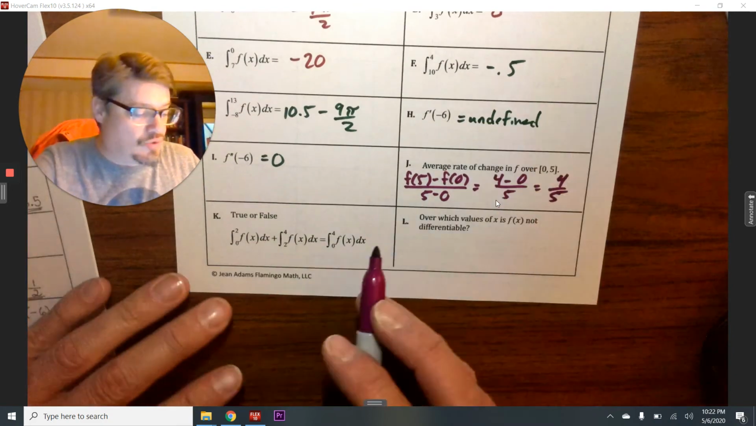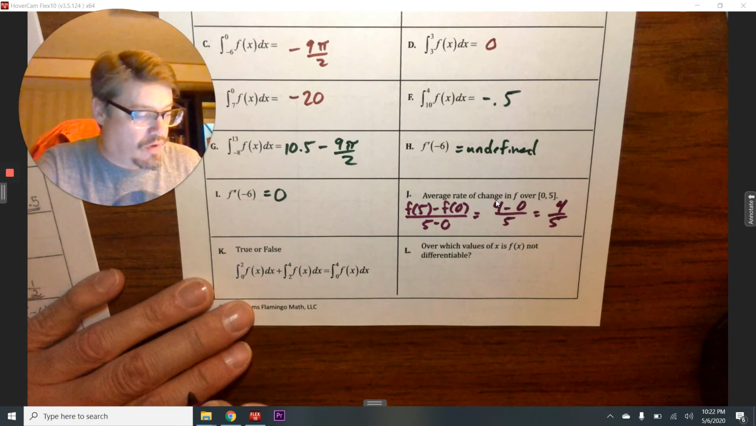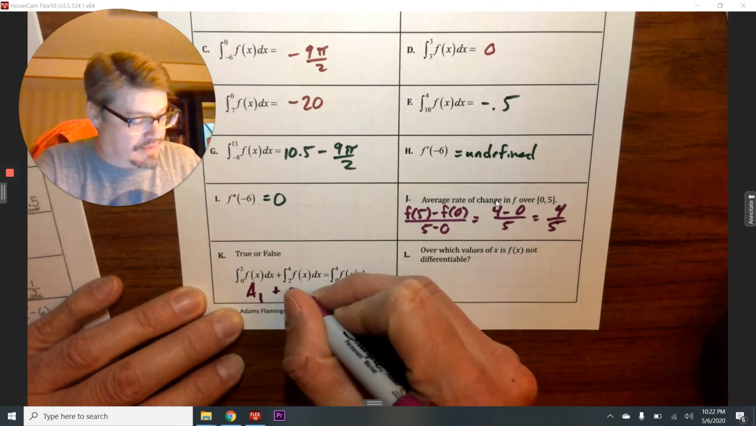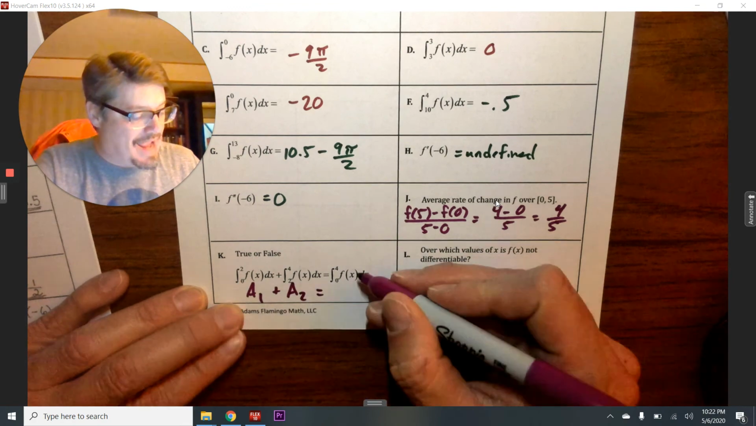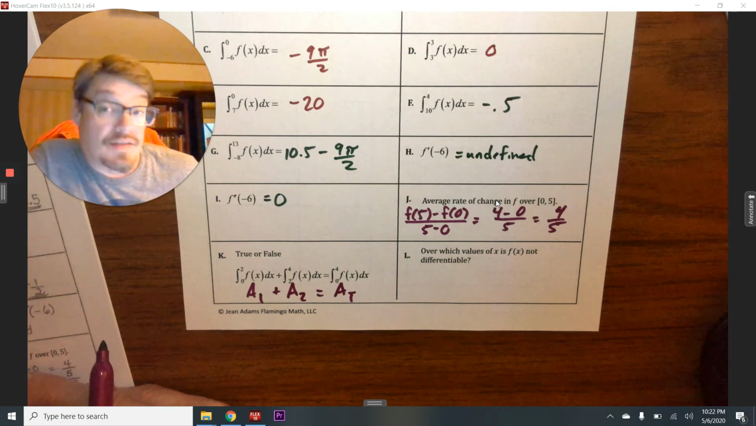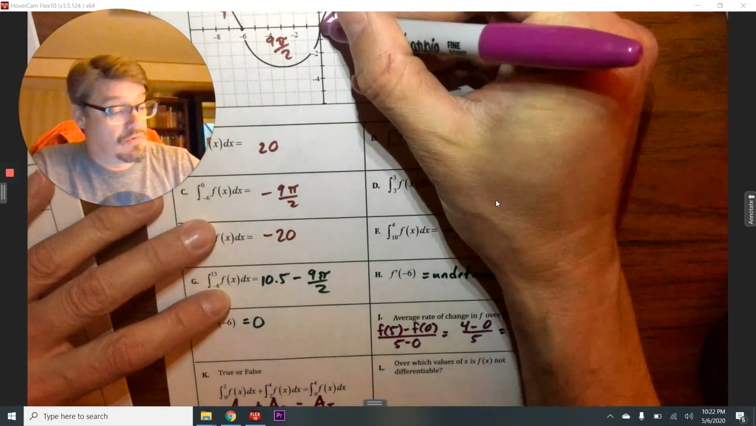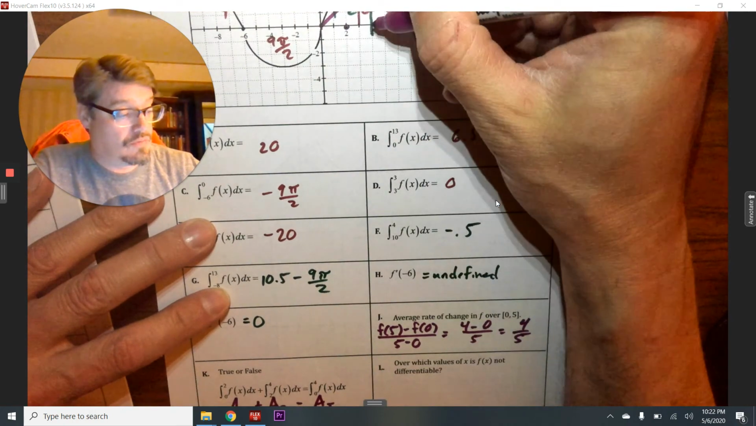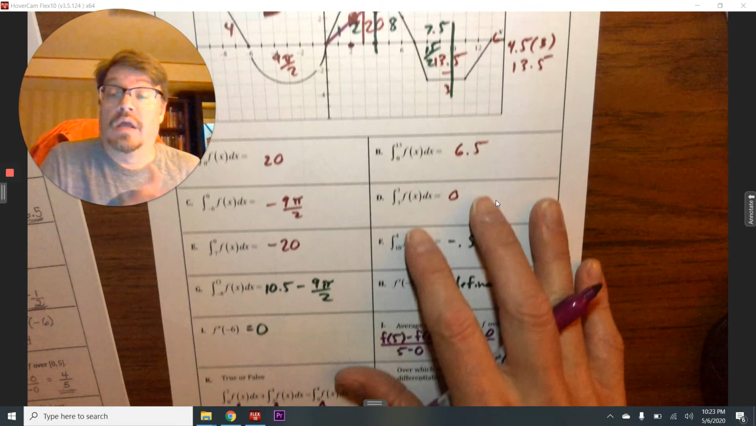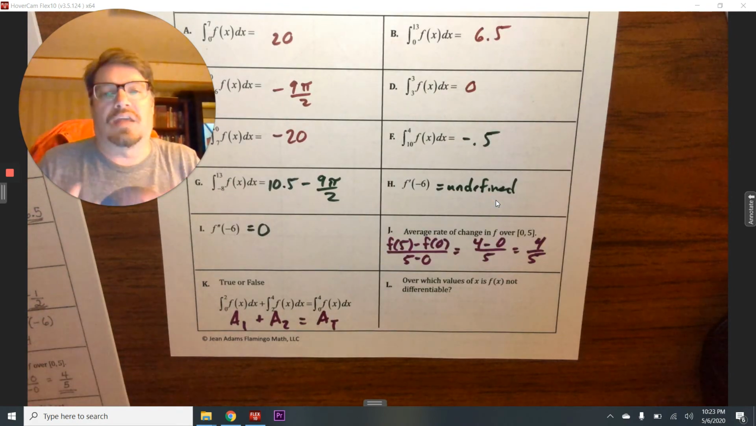All right. Now, if we go from 0 to 2, and then we add from 2 to 4, those two areas, area 1 plus area 2, does it actually equal the total area from 0 to 4? Does it make sense? Yes. If we go from 0 to 2, and then from 2 to 4, and add those together, it is the same as going from 0 to 4. So these areas are just additive. You can just keep adding them on.